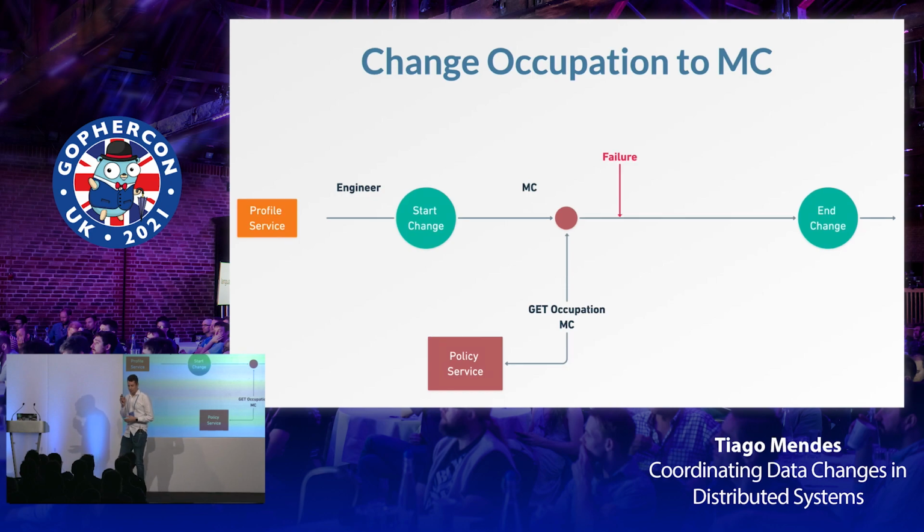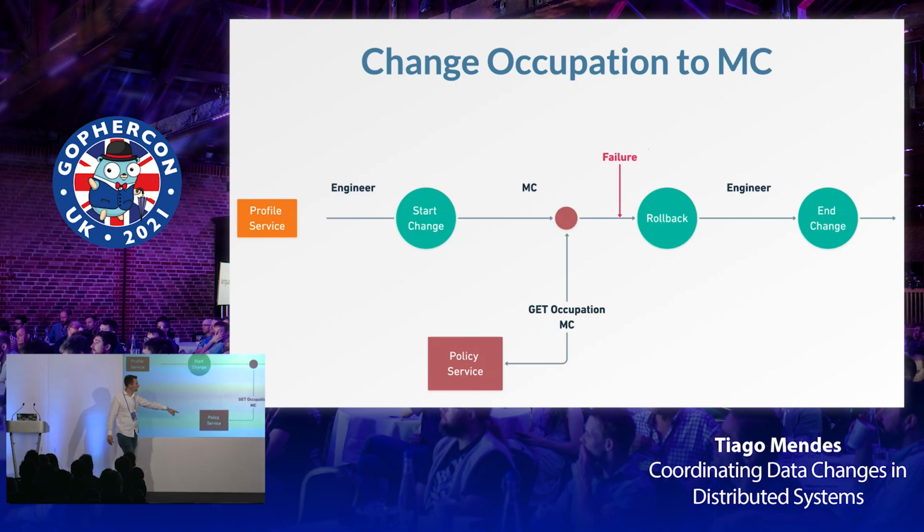All good, except something happened in our system here and it failed. So now we will need to roll back the data in our profile because we want the data to either be reflected on all of our services or none at all. So we need this data to be rolled back. So when we roll back this data in our profile service, we now roll back to the engineer occupation.